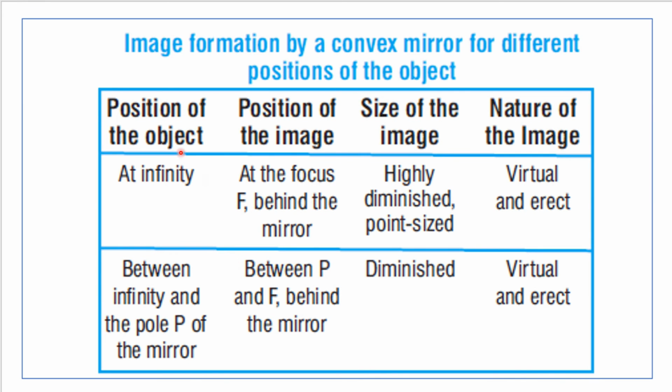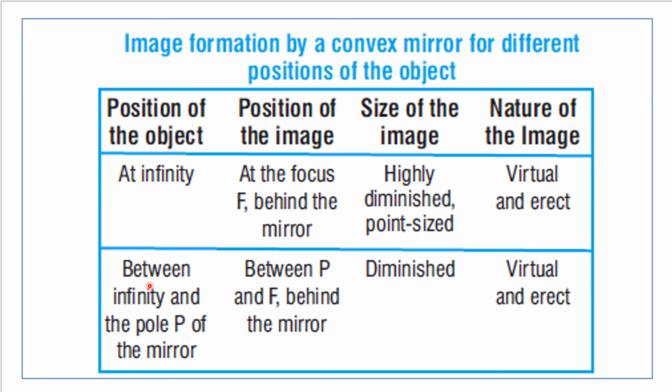Now I will discuss image formation by a convex mirror for different positions of the object. First one, when the object is at infinity, the image is formed at the focus F behind the mirror. The image is highly diminished and point sized, virtual and erect. A convex mirror forms only virtual images.